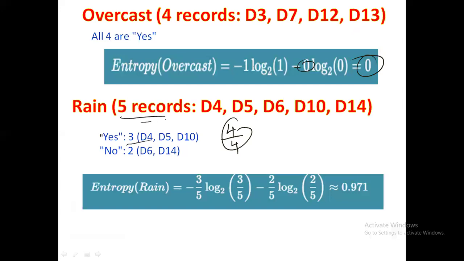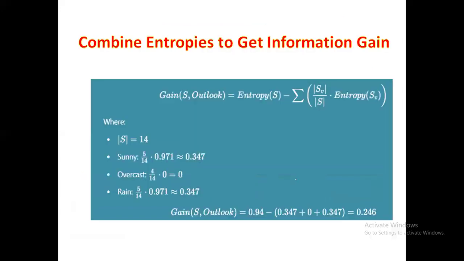And rain, 5 records are there. Yes is 3 and no is 2. So 3 by 5 into log 2 of this value, and here 2 by 5 log 2 of this value. Here we are getting 0.971. Then we combine the entropies to get the information gain.